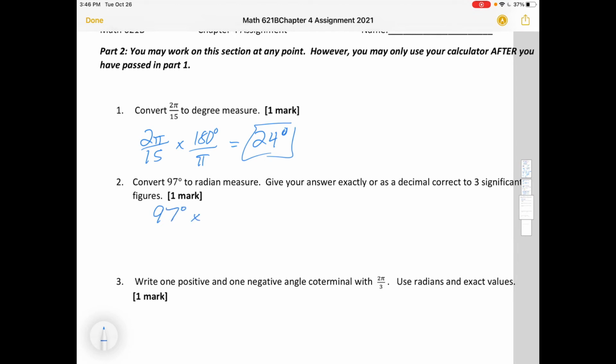97 degrees to radians, so we're going to times it by pi over 180. Exactly, it's 97 pi over 180, or it's about 1.69. Don't write it as sort of part exact value and part decimal, like it's 0.5 something pi. It's either going to be as a decimal to 3 sig fig, or it's going to be exact.